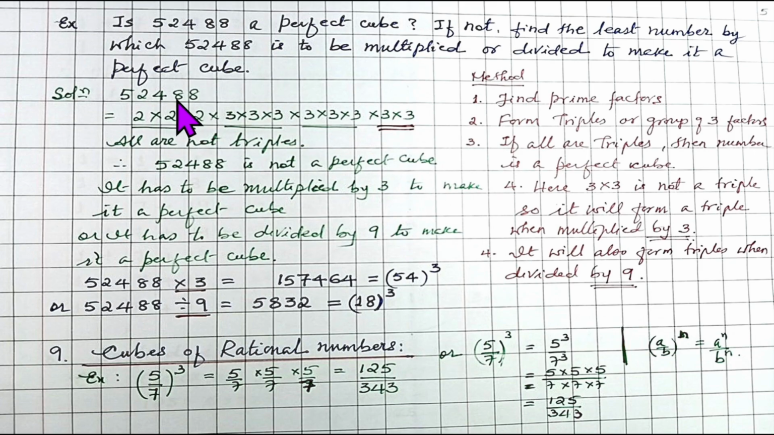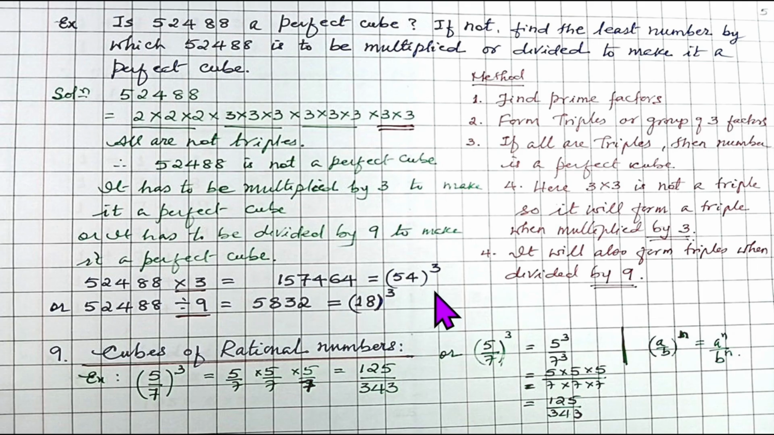Now to make that 52488 a perfect cube, there are 2 different ways. One is you multiply it by 3 or divide it by 9. So when you multiply by 3, I get a triple here. So this becomes a perfect cube when I multiply 52488 by 3. That is what I have done here. It became a perfect cube. But if you want to divide it, then divide it by 9. So I have divided by 9. I get 5832, which is again a perfect cube.